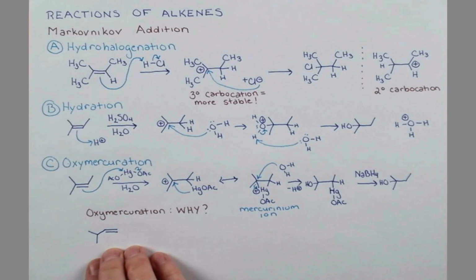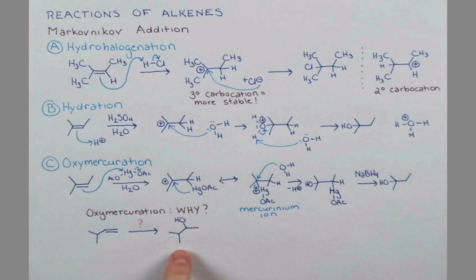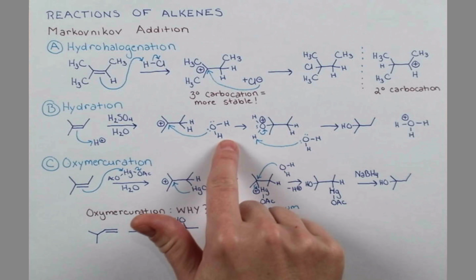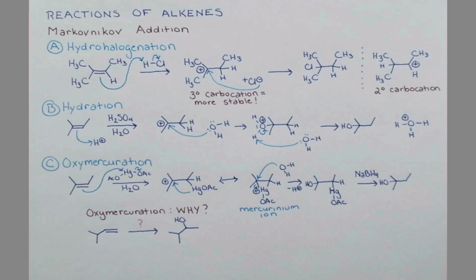Imagine we have this substrate, and we want to add water in a Markovnikov fashion across this double bond. On the surface, this seems just fine for acid-catalyzed hydration. We get the hydrogen atom adding to the least substituted end of the double bond. The OH group goes on to the more substituted side. But as you can imagine, if I'm showing you this, there's more to the story than that. Let's look at the mechanism and see what actually happens if we try to do this under acid-catalyzed hydration conditions.